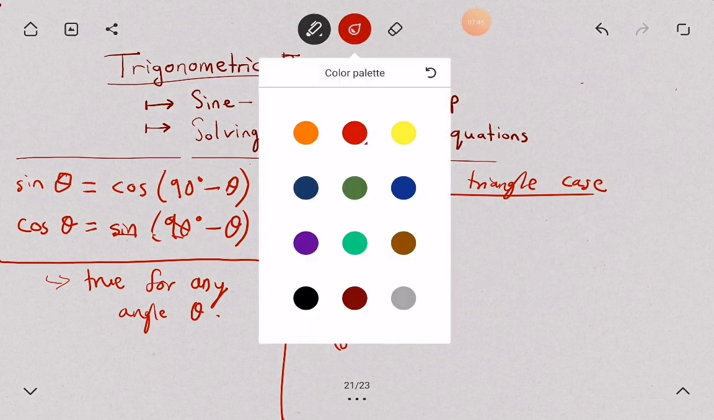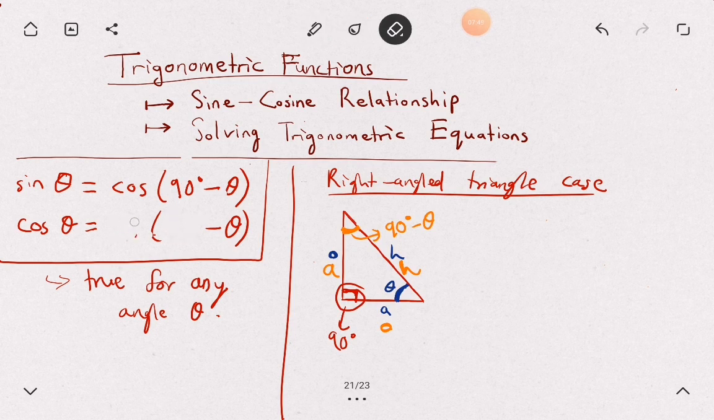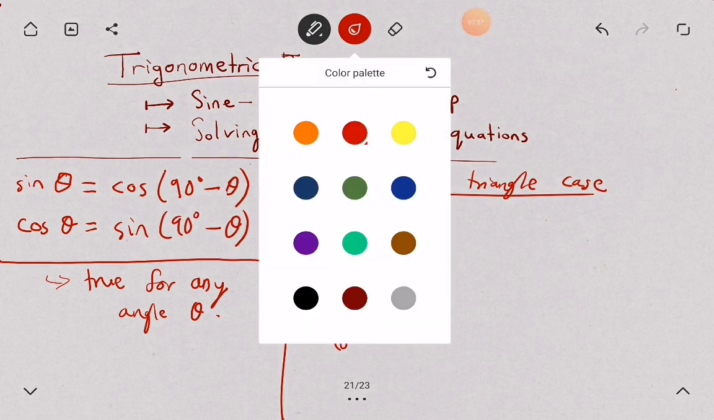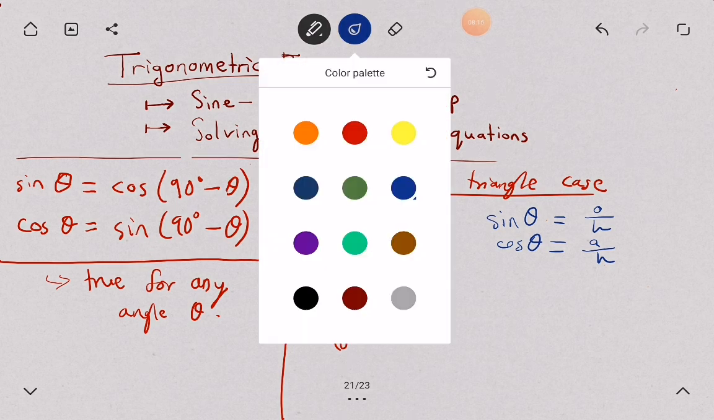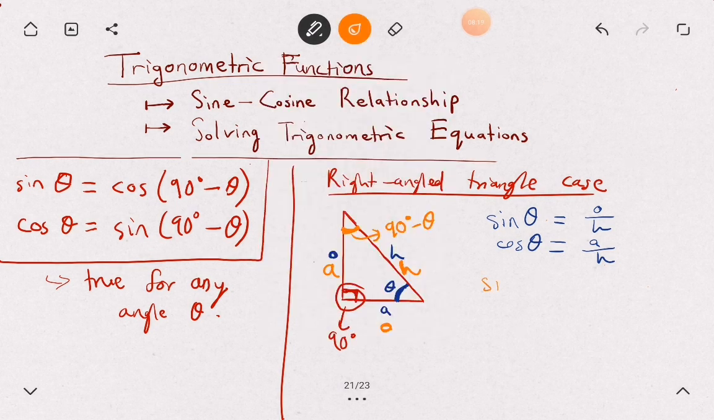Let me just write all of this again. Okay, so then let's try writing. I'll write in blue also. What is sine theta and cosine of theta? So for the blue angle, this is O over H, A over H. But we know that, so we can find what is sine 90 minus theta and cos 90 minus theta.